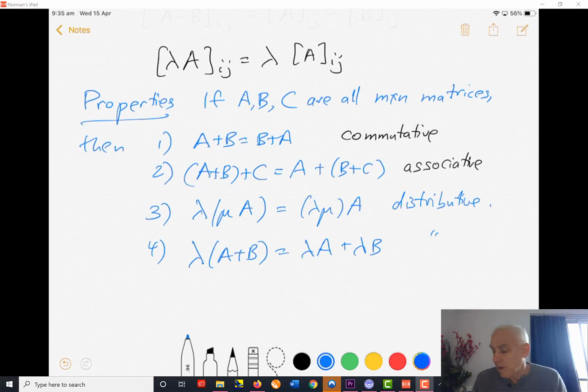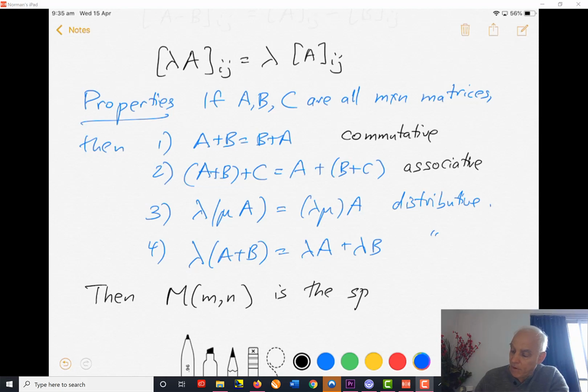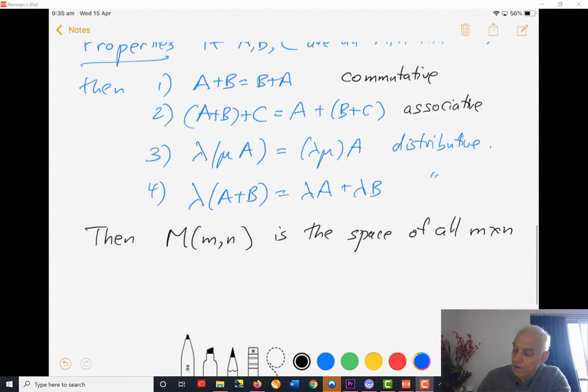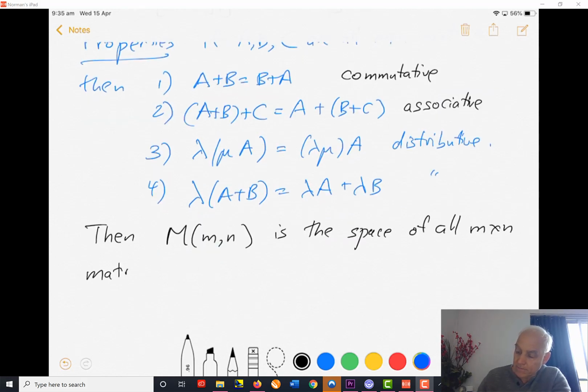Okay, so this is all well and good, and this actually makes the space of m by n matrices into what we sometimes call a linear space. So sometimes we introduce this kind of notation, capital M_{m×n}, is the space of all m by n matrices. And then this is what we sometimes call a linear space.